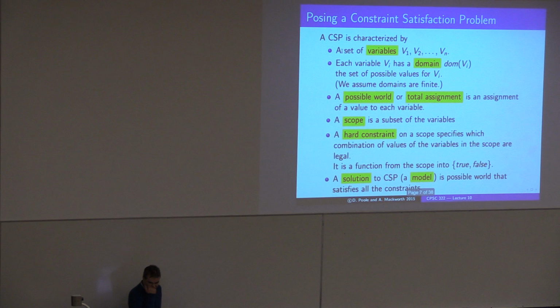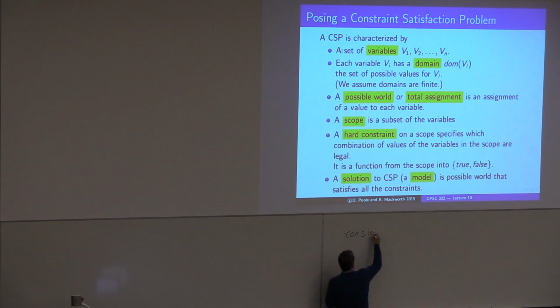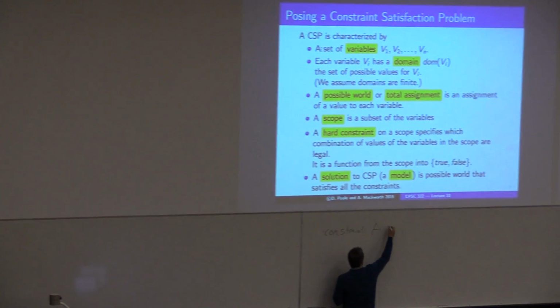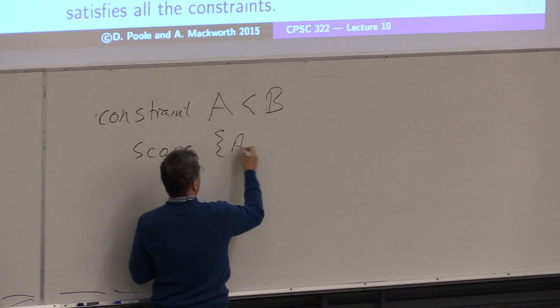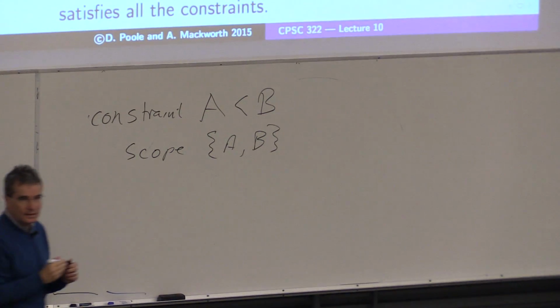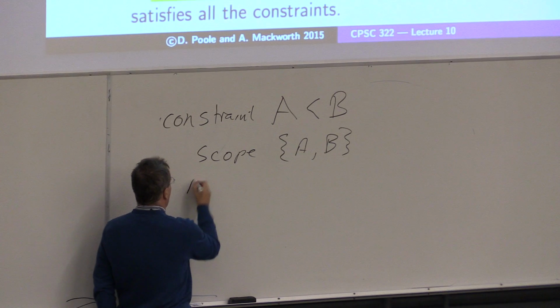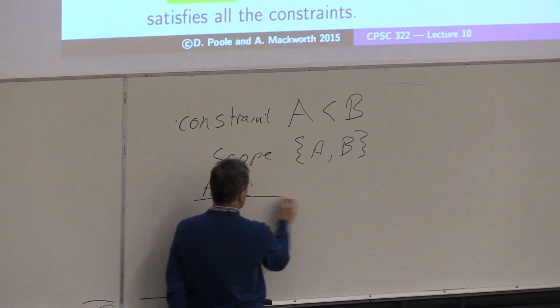This is slightly more refined than I did last time because I just wanted to show some examples. A scope is just a subset of the variables, and a hard constraint on a scope specifies which combinations of the values of the variables in the scope are legal. So it's a function from the scope into true, false. If I have the constraint A is less than B, the scope is the set of variables that involves A and B, and it's a function essentially from A and B into truth values.